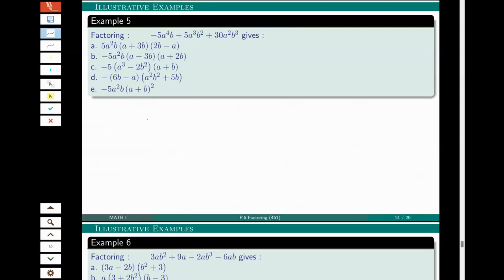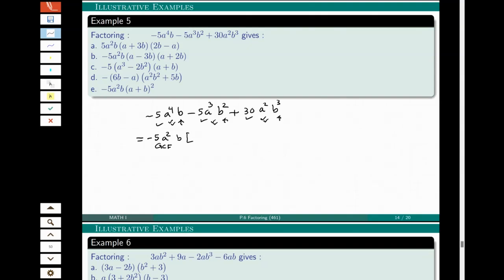Again, here I have minus 5a to the power 4 times b minus 5a to the power 3 b squared plus 30a squared b to the power 3. We'll start with the common factor. I have minus 5, 30. So I'll take minus 5 common factor. I have a to the power 4, a to the power 3, a to the power 2. So a to the power 2 is again common factor. I have b squared, b cubed, so b common factor. So this is, we call it the greatest common factor.